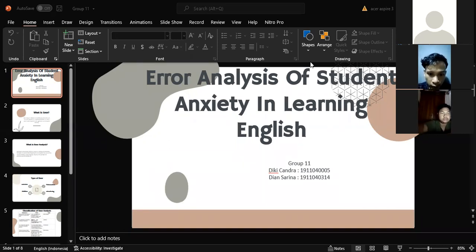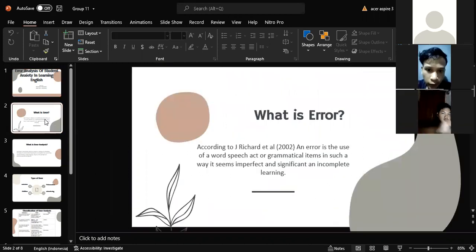We are group 11. In this presentation, we will present about error analysis of student anxiety in learning English. The presentation will be presented by my friend Dian Sarina, and the second presentation will be presented by me, Diki Chandra. For Dian Sarina, time is yours.